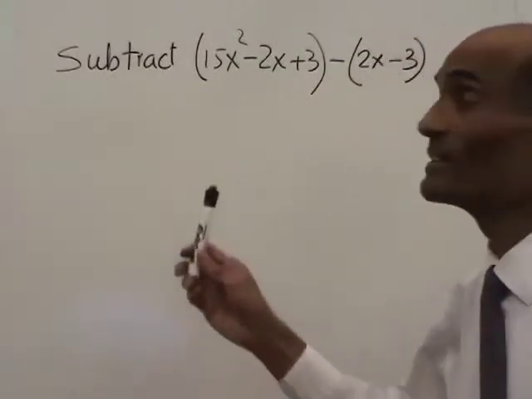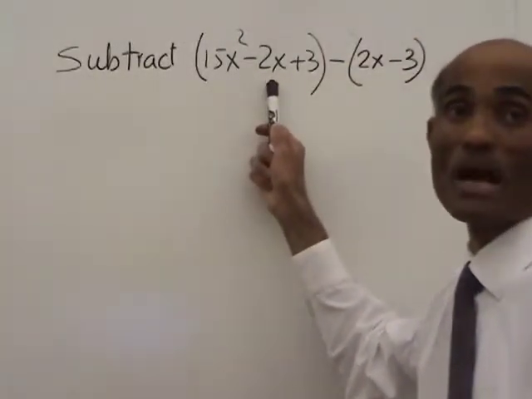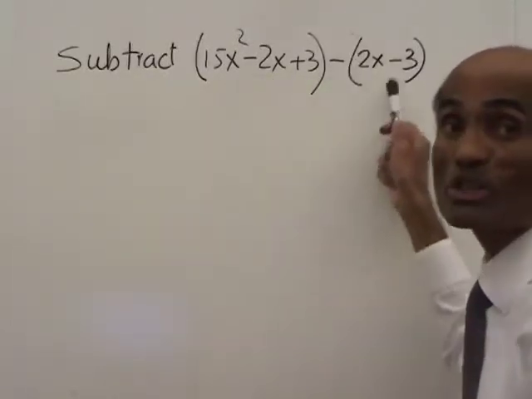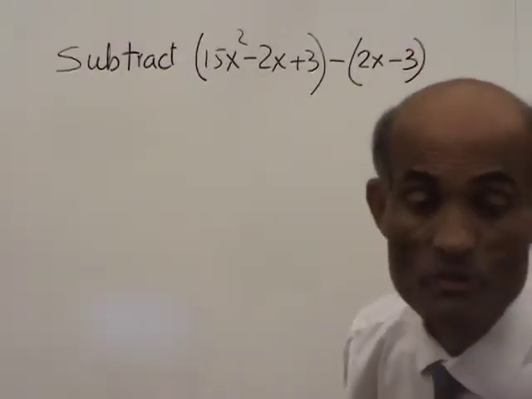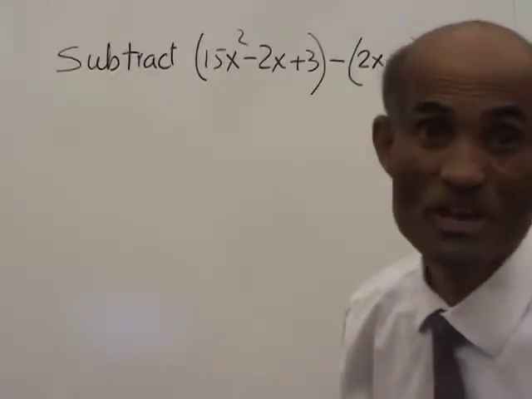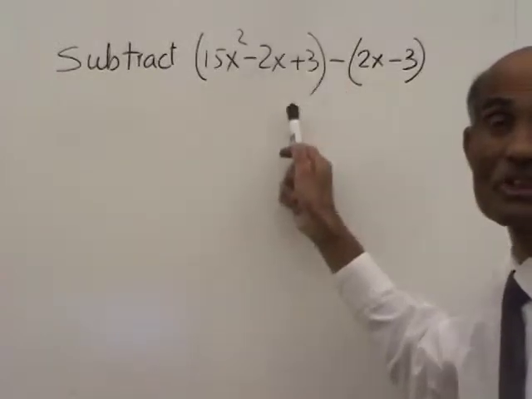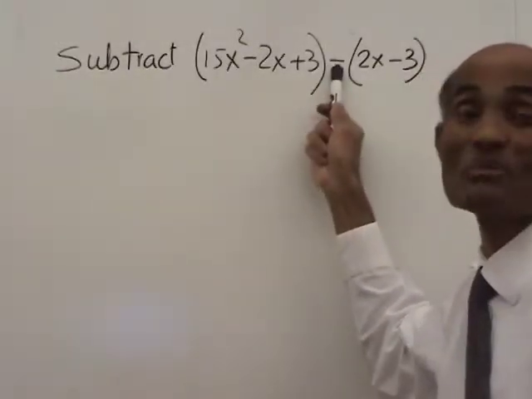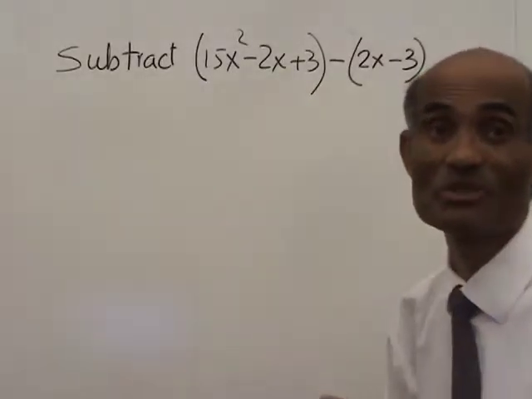The next question: subtract 15x squared minus 2x plus 3 minus the quantity 2x minus 3. Remember, when you subtract a quantity, that parenthesis is very important. Now, you don't need the first parenthesis. You can simply remove it. But the second parenthesis is important. There is a negative 1 outside that parenthesis.